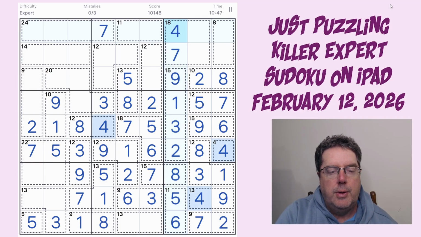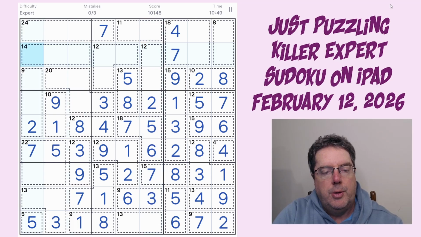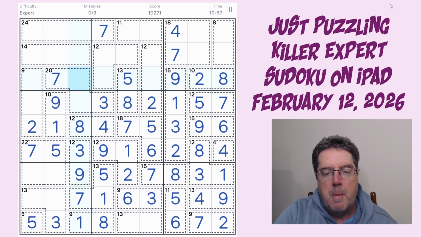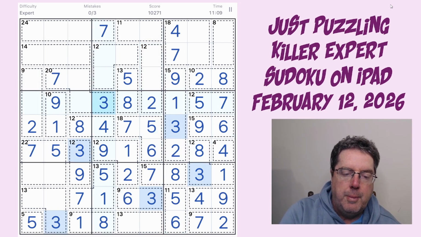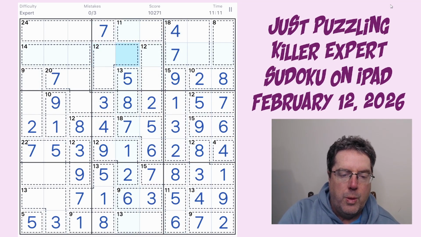Right, so 7, 7, 7. 7 comes across here, 7 comes across here, 7 comes up here, 7 comes up here, so that's a 7 there. So that's 10, this is going to be another 10 of some description. 4. So 4 can't be here. 4 can't be here because that'd have to be a 6, and that's a 6 there. 4 can't be here, so that's got to be a 4 there.